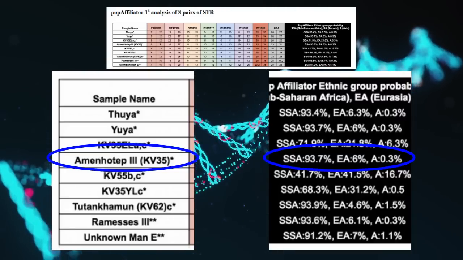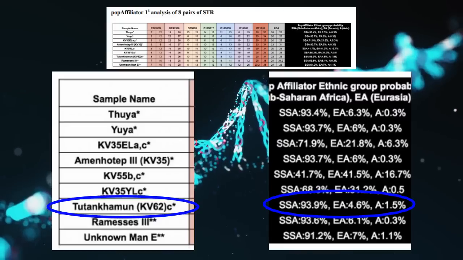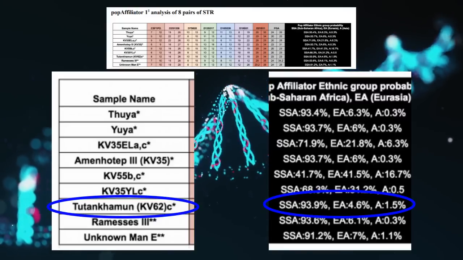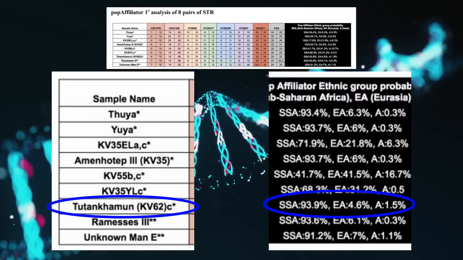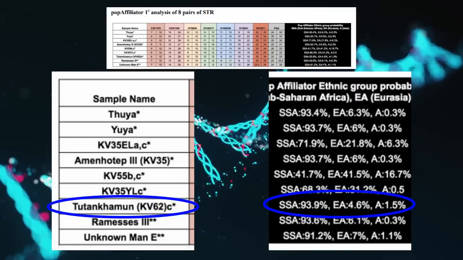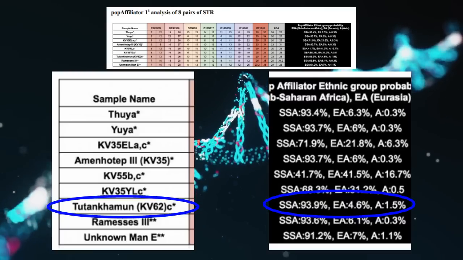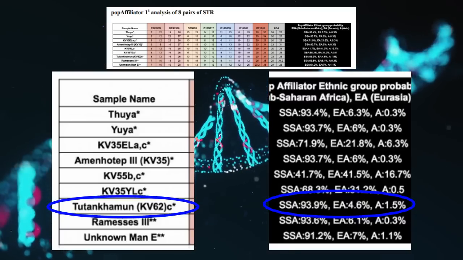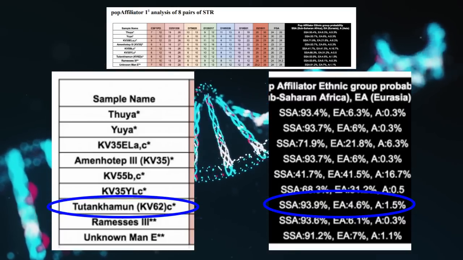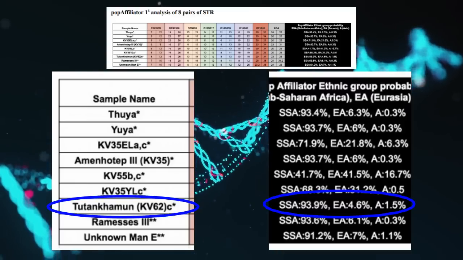As for his grandson, King Tut, it is the same, 93.9%. Then Eurasians 4.6%. Then East Asians, 1.5%. Again, this is data available. You can put them in Pop Affiliator and then you find out these percentages. So for those who might still be doubting, Pop Affiliator is not an application that was created by Afrocentrists out there to have these results. It was created by very serious scientists who did very serious work.